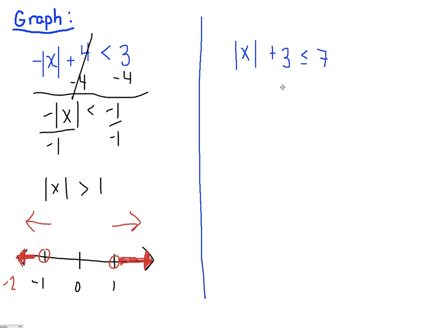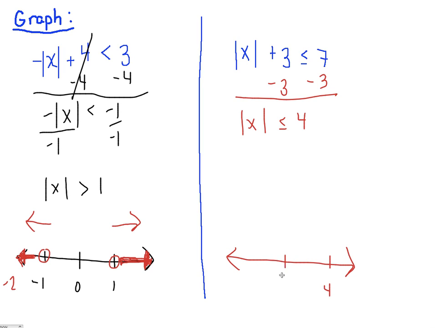So here I've got the absolute value of x plus 3 is less than or equal to 7. So I'm going to just go ahead and subtract 3 from both sides. And I have the absolute value of x is less than or equal to 4. Now in this case, I don't have to divide or do anything with a negative number, so I do not have to switch the signs. But now it's less than 4, so I'm going to go ahead and draw my number line. I'm going to do 4, I'm going to do a 0 in the middle, and then I'm going to do a negative 4 over here.